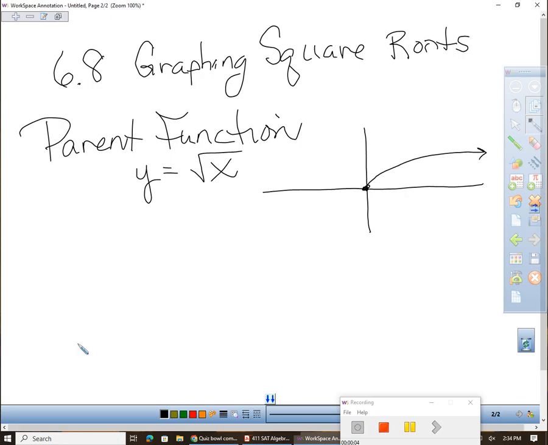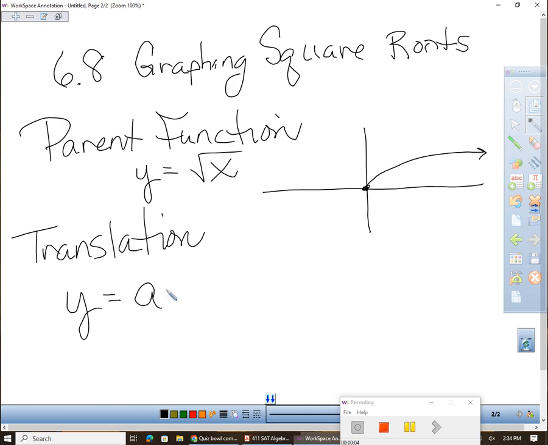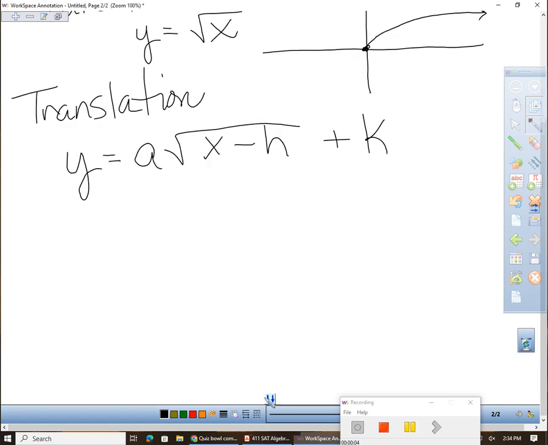So now, remember that we can translate that half a parabola. We can flip it, we can stretch it, we can compress it, we can move it right, we can move it left, move it up, and we can move it down. So the translation formula is y equals a square root of x minus h, plus k. It should feel familiar. We've done it a lot.